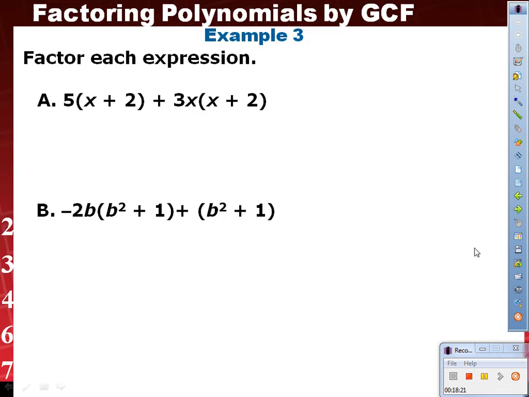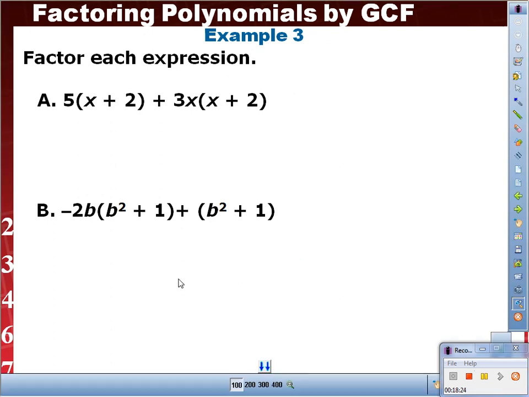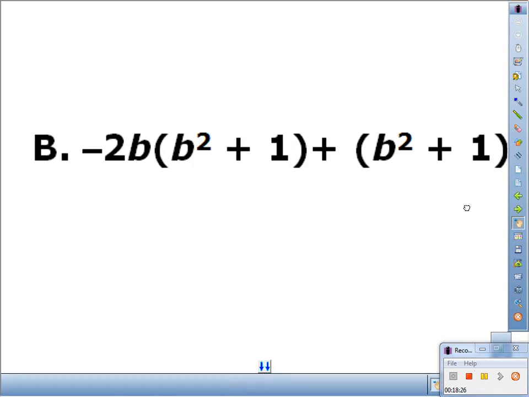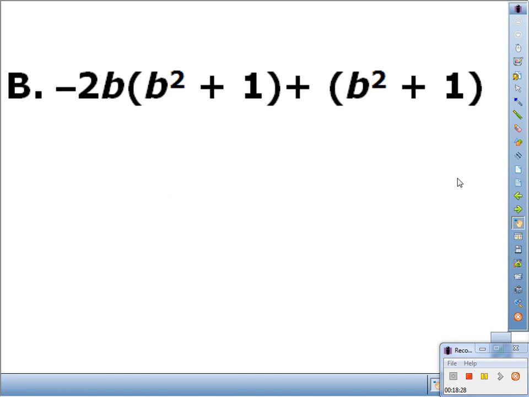Example 3B. Let me zoom in. Negative 2b parentheses b squared plus 1 close parentheses plus open parentheses b squared plus 1 close parentheses. This is almost exactly the same as the one we just did. See if you can find me the factors, but focus because this one has a little bit of a slider to it. See if you see it. Copy that and go.